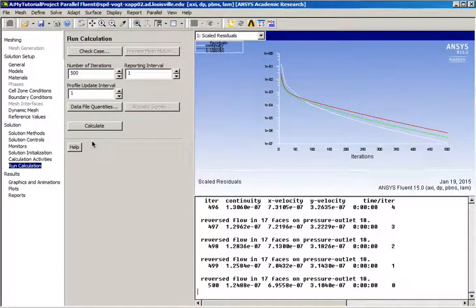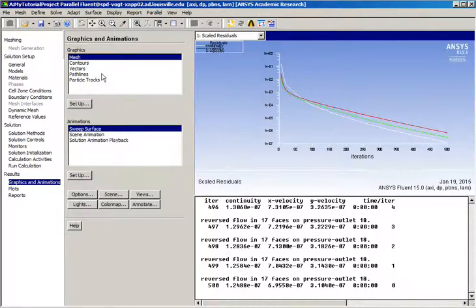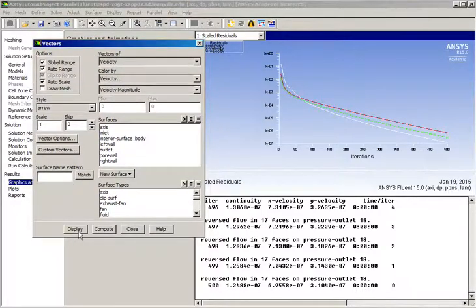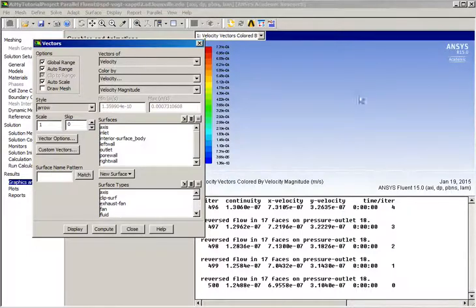But finally, we're done. And the fun part, graphics and animations. Let's look at the velocity vectors, and this is something where it's a very common task, so the defaults are usually pretty good. Let's hit display. And it's very small.